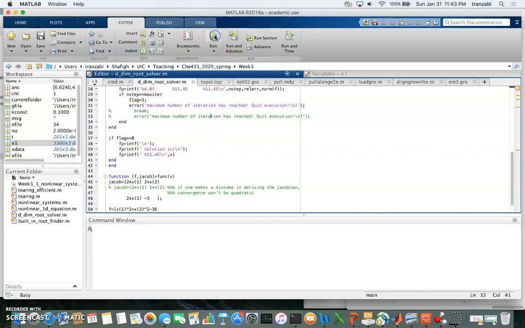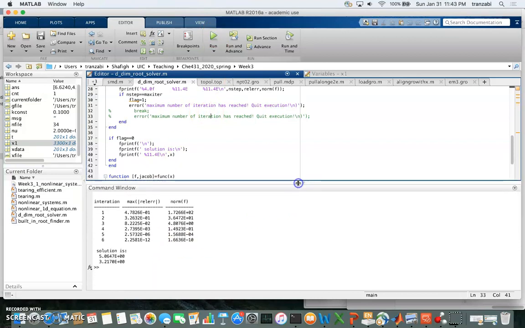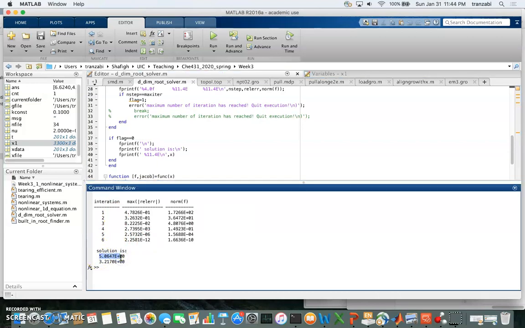I'm going to go ahead and run the code, and there you go. So you see that in the 6th iteration I get the solution. That's a vector of 5.06, 2.21. So this is x1, this is x2. This is the maximum relative error. You see that it's going down quadratically, almost very close to the solution.